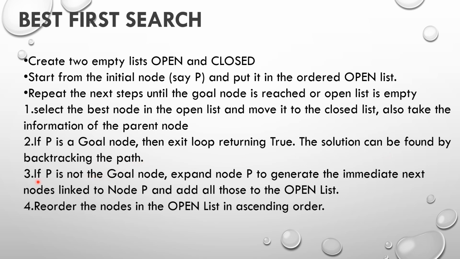If P is not the goal node, expand node P to generate the immediate next nodes linked to P and add all those to the open list. Reorder the nodes in the open list in ascending order. So this is very important. Always we arrange the nodes in ascending order based upon the h of n value, from the lowest to the highest value. Always we are exploring the lowest h of n value to reach the goal node. At each and every step, this reordering of the nodes based upon the h of n is very important.